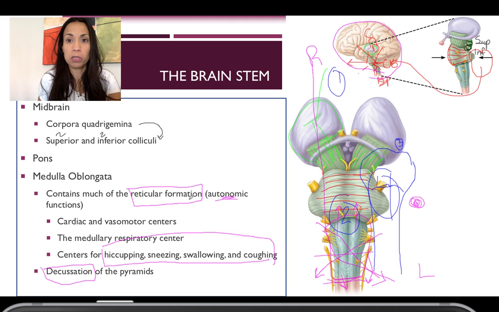So that's what we need to know about the brainstem for this course: midbrain, pons, medulla oblongata, and the general functions of each of these sections. That's it. See you. I think we're ready to start describing the spinal cord.